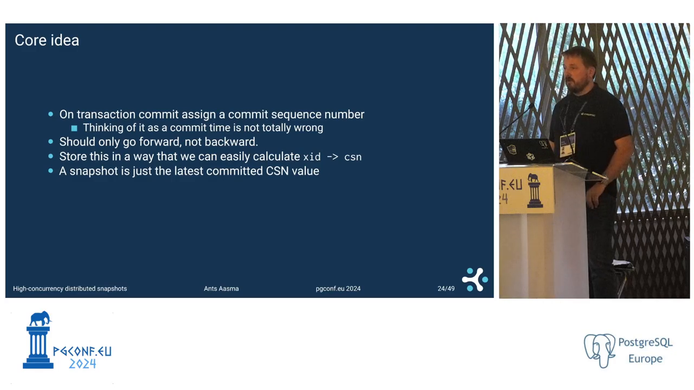And we must be able to go from the transaction ID that we have stored on the rows, and determine what is the commit sequence number for this transaction on disk. And if those conditions hold, then we can make a snapshot just as a CSN value. The snapshot is that we see everything that is smaller than this commit sequence number.